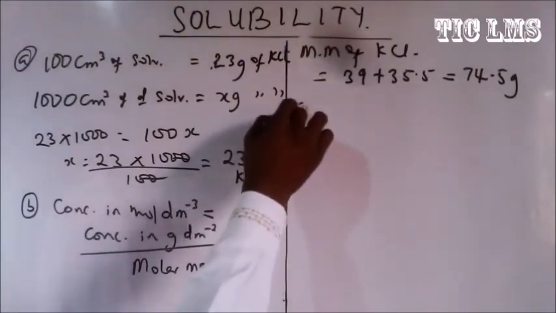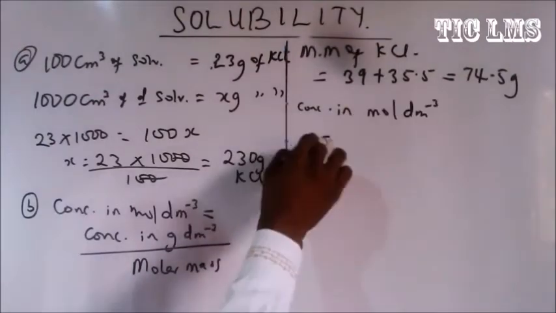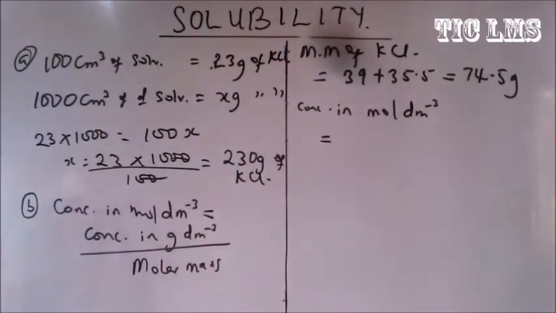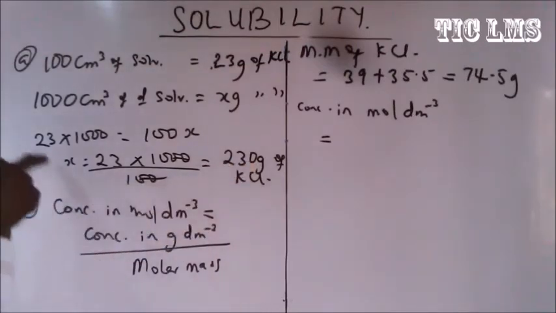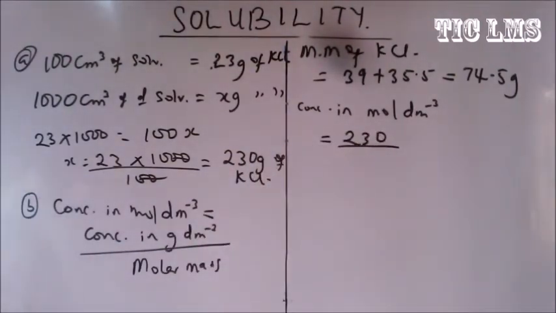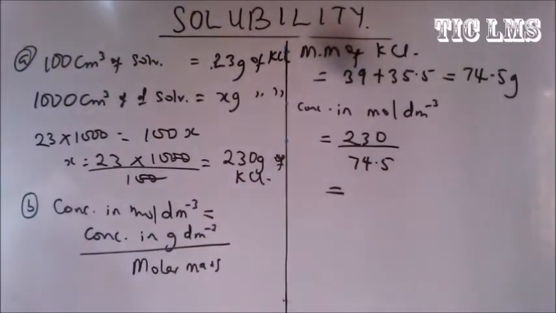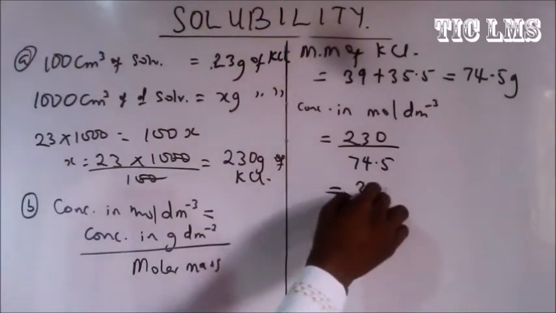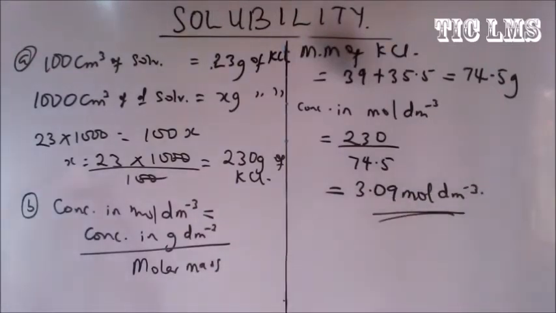Hence, the concentration in mole per dm cubed is equal to the concentration in gram per dm cubed, which is this. This is 230 grams in 1 dm cubed. So we have 230 over the molar mass, which is 74.5. When we divide this, it produces 3.09 mole per dm cubed. So that is the concentration.